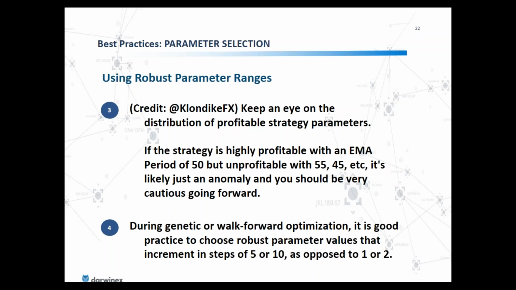So that has two problems. The first problem is that the optimization results won't really help you decipher which parameter value space is better than the other. And secondly, you might end up choosing a set of parameters that's essentially overfit because you've chosen such small increments. Therefore, it's a very good idea to choose robust increments like 5 or 10 when you're optimizing or walk-forward testing.